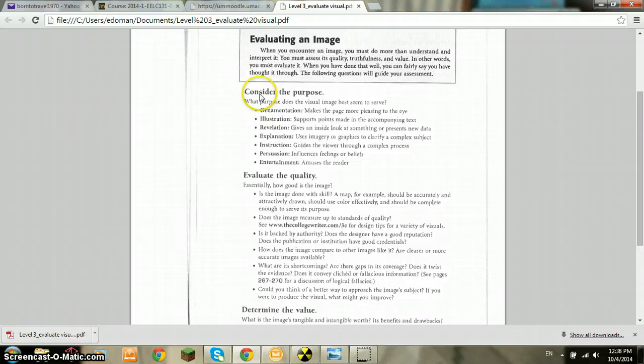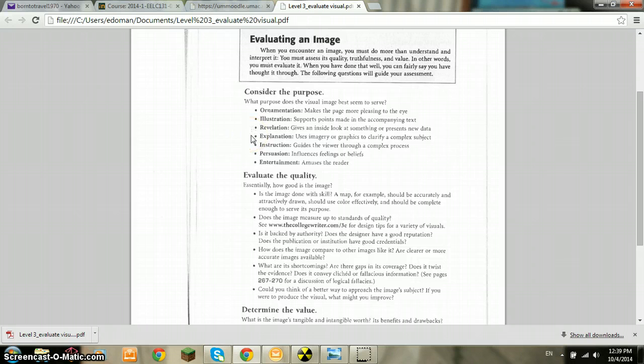First, you should consider the purpose of the image when you evaluate it. For example, does it have a purpose for ornamentation? Does it make the page look more pleasing to the eye? Does it serve as an illustration? That is, does it support points that are made in the accompanying text? Does it give us a revelation? That is, some inside view or presenting some data in a new and fresh way?